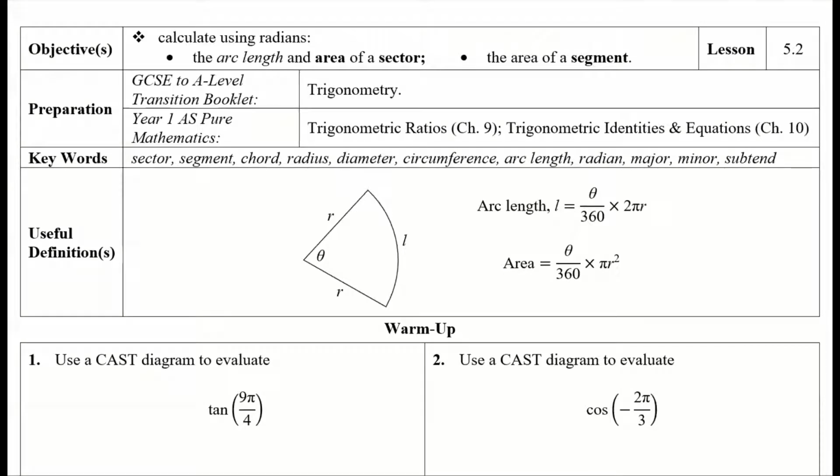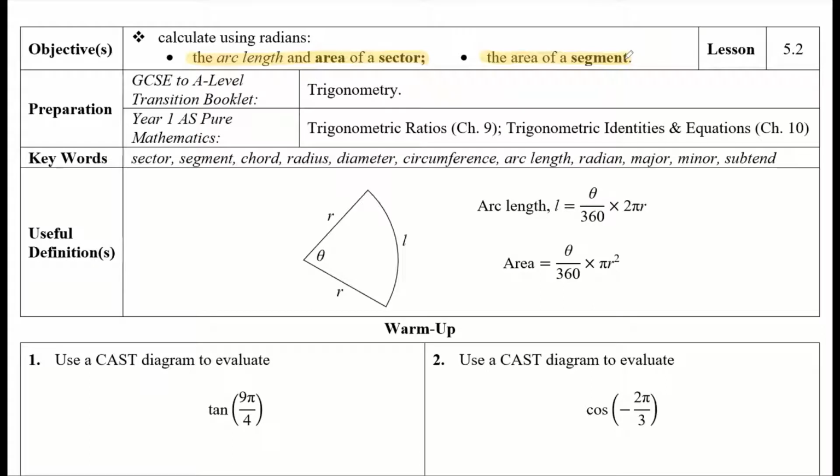Welcome to lesson 2 on chapter 5, all about radians. This time we're going to look at calculating the arc length and the area of a sector. And we're also going to look at the area of a segment. Okay, so the arc length, the area of a sector, and the area of a segment.